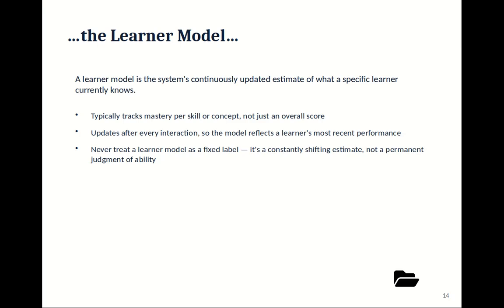The learner model. A learner model is the system's continuously adapted estimate of what a specific learner currently knows. It typically tracks mastery per skill or concept, not just an overall score. It updates after every interaction, so the model reflects a learner's most recent performance.